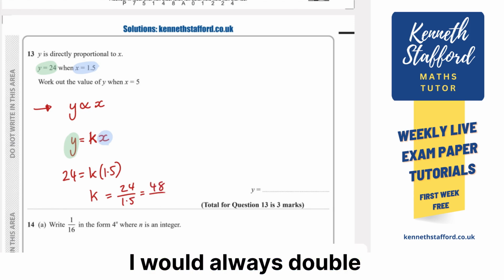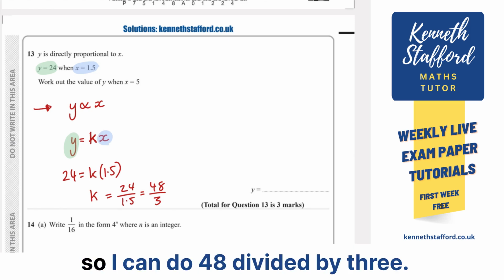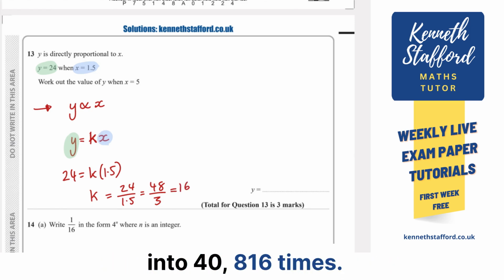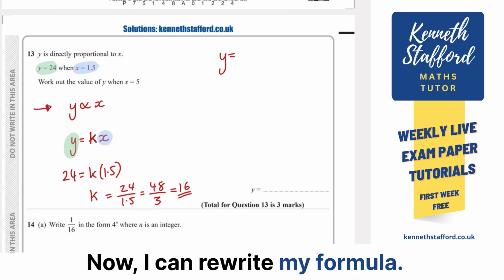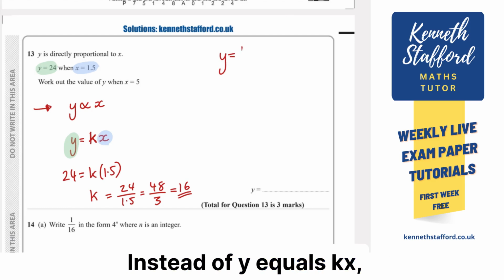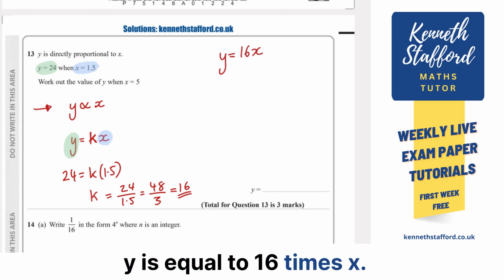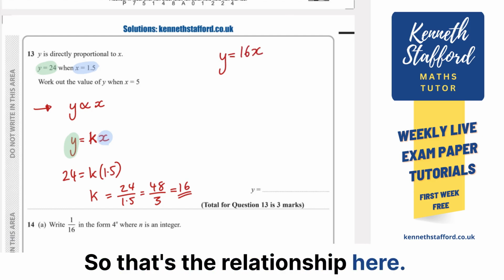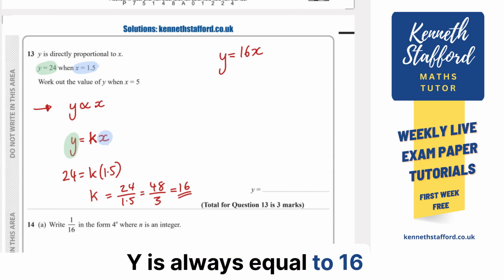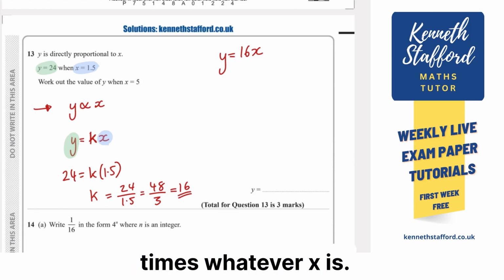Now I would always double both numbers so that I can do 48 divided by 3. And I know that 3 goes into 48 16 times. Now I can rewrite my formula. Instead of y equals kx, y is equal to 16 times x. So that's the relationship here. Y is always equal to 16 times whatever x is.